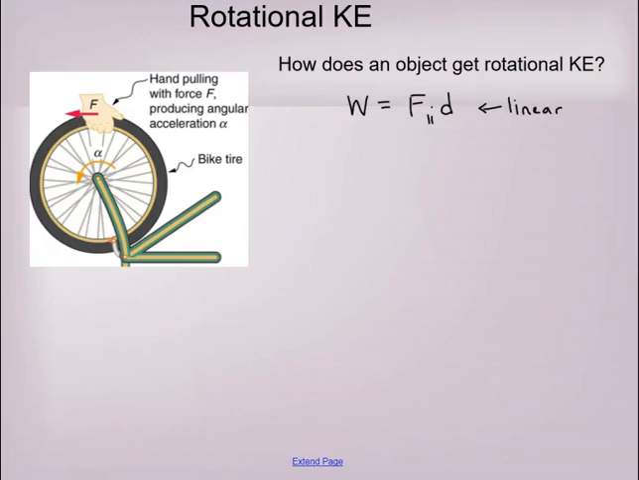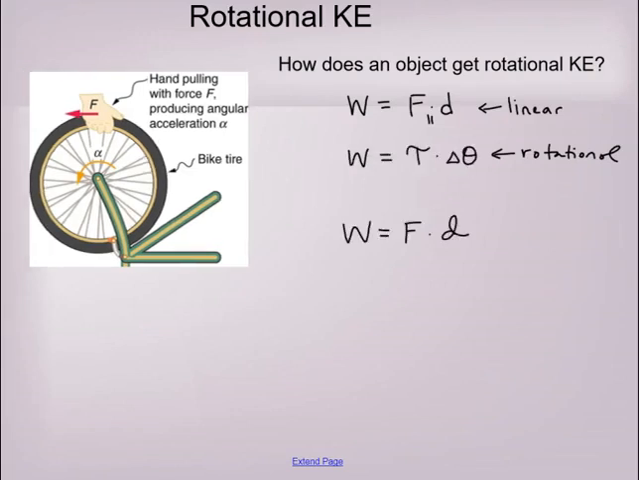So this was the linear world. Work was force times distance. What is it going to be in the rotational world? Well, if you have work equals force times distance in the linear world, what is force in the rotational world? Well, it's torque. And what is displacement in the rotational world? Well, it's delta theta. But let's just show how we get that.